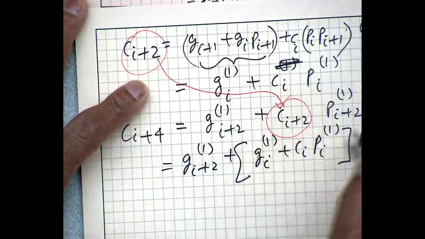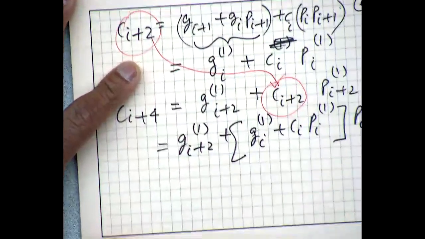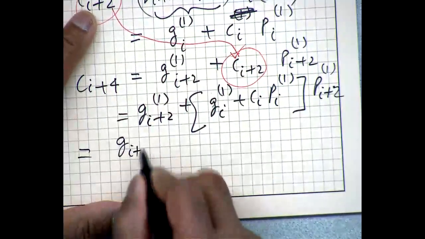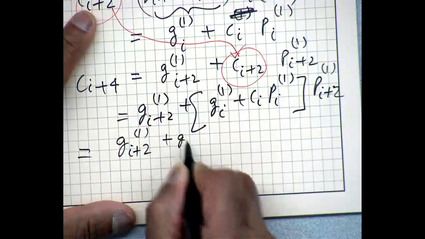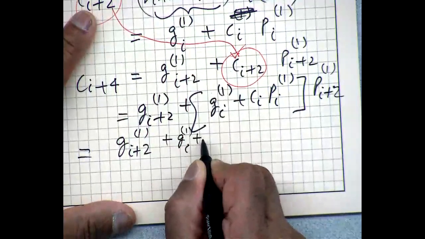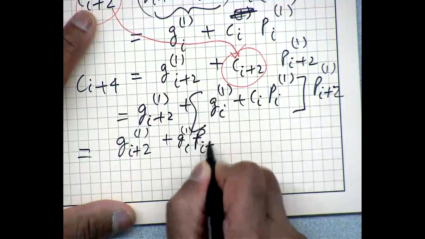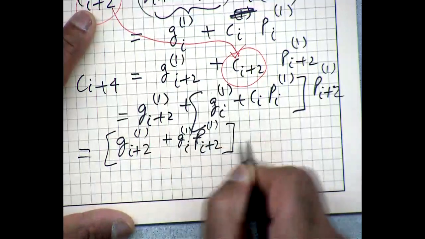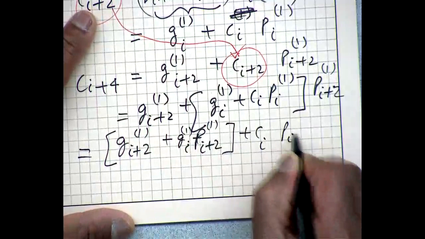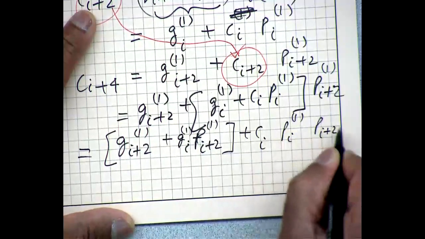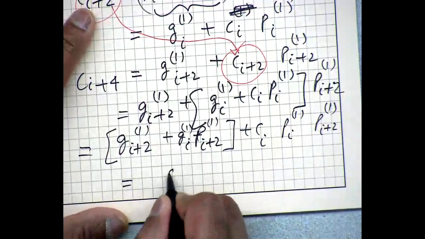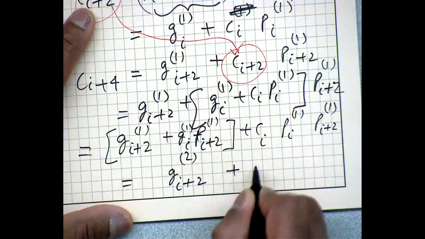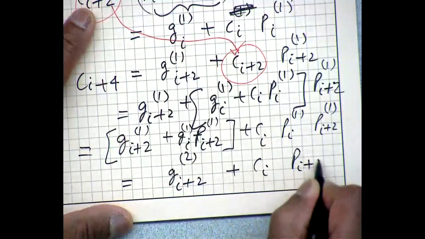And then P_{i+2,1}. Yeah, so that's P_{i+2,1}. So then this can be written as G_{i+2,1} plus G_{i,1} times P_{i+2,1}, plus C_i times P_{i,1} P_{i+2,1}, which I can then write as G_{i+2}^{(2)} plus C_i times P_{i+2}^{(2)}.